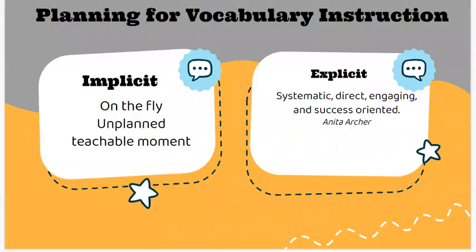So when we're planning for our vocabulary instruction, we want to look for those words that need to be explicitly taught with a systematic, direct approach. We want to make sure that it's engaging and we're planning for success of the student with the curriculum. We still will have some of those vocabulary words that are implicit. We teach them on the fly. It's a teachable moment. Make sure that we teach those in context so students can see exactly what that word means, because as we know with our language, there's multiple meanings for words.